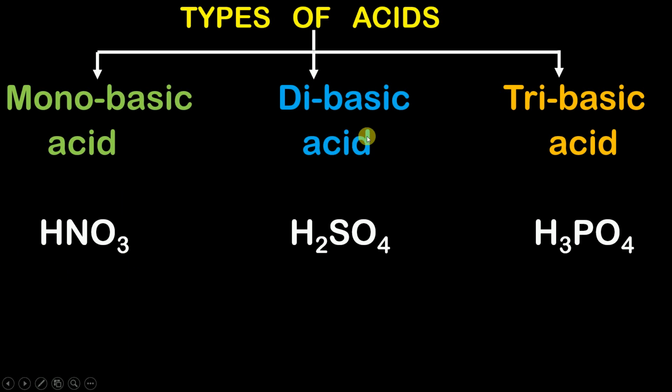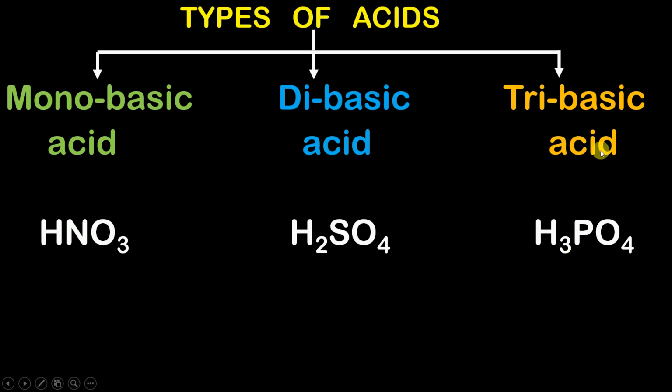Similarly, a dibasic acid is nothing but an acid which gives us two H plus ions after dissociation. Okay, so when you dissociate H2SO4 by adding it in water, it is going to give us two H plus ions. Similarly, you might have guessed what a tribasic acid is. A tribasic acid is nothing but an acid which gives us three H plus ions after dissociation.